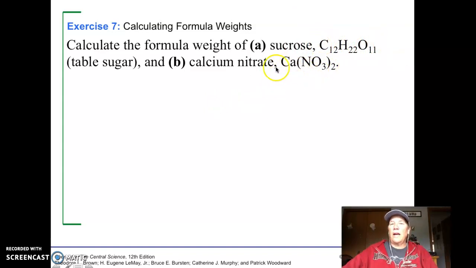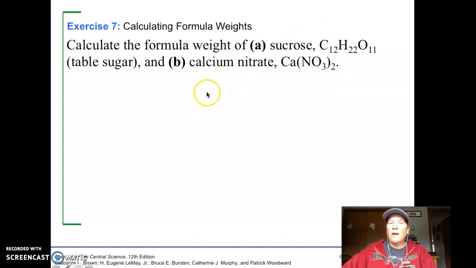If I was doing this one, I'd have 1 calcium, 2 nitrogen, and 6 oxygen. Anytime you have something in parentheses, you have to multiply everything inside. So calcium is 40, 2 nitrogen, nitrogen's 14, times 2 is 28, and then 6 oxygen, got my handy calculator here, would be 96. So I'd take 96 plus 28 plus 40, and it's 164.